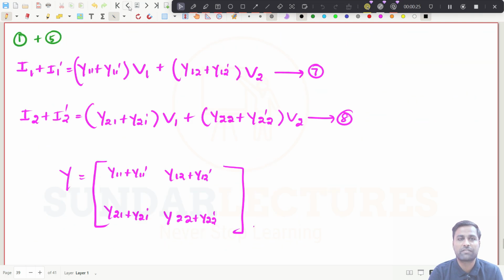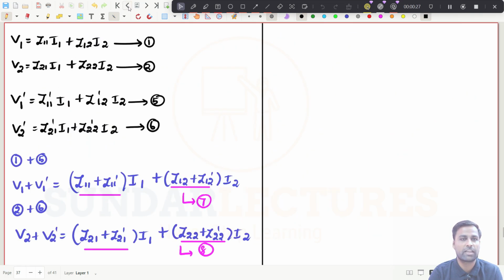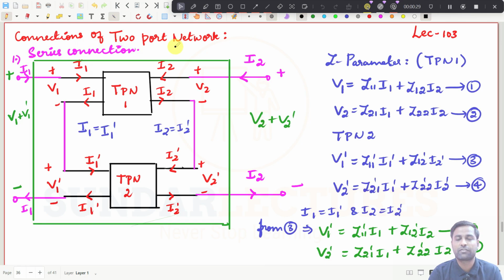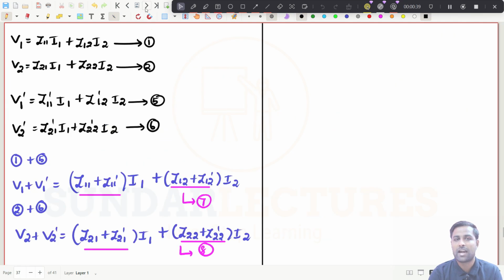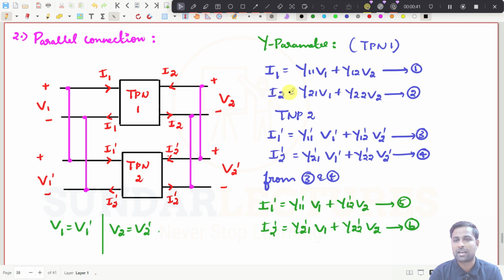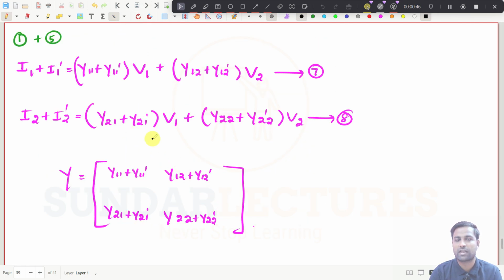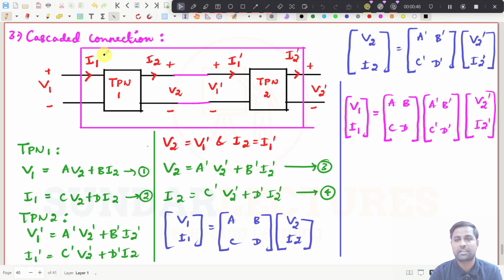So, what are the topics we have seen in the previous class? Because that is very important. Connections of two-port network. We started with series connections, and in series connections the Z parameters can be added, and if two-port networks are connected in parallel, then Y parameters can be added. That is what we have concluded, right? And in cascaded connections, the ABCD parameters of two-port network 1 and two-port network 2 can be multiplied, right?